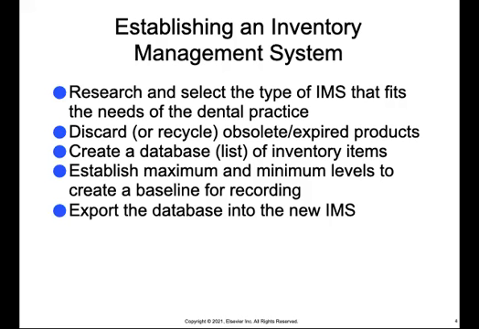You want to create a database or a list of inventory items, and this will include the name of the product, the brand name if it's not generic, the supplier or vendor associated with that product, and any contact information that you need in case you need to reorder that product. You also want to establish the maximum and minimum levels to create a baseline for reordering. And you want to export the database into the new IMS once you do find one.